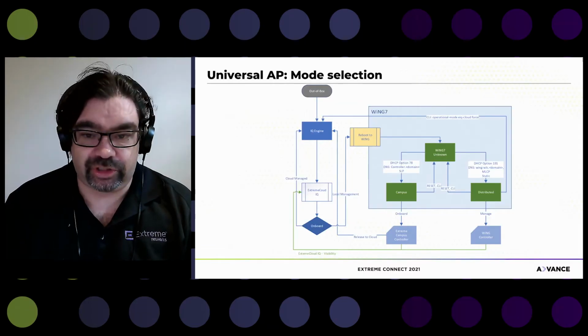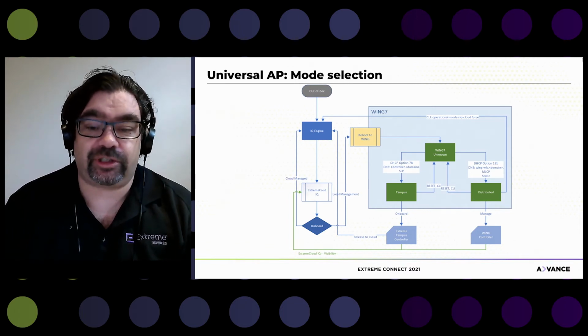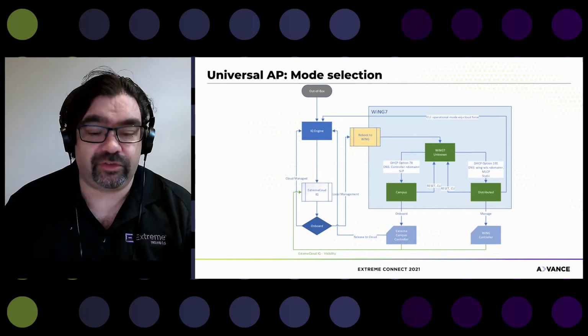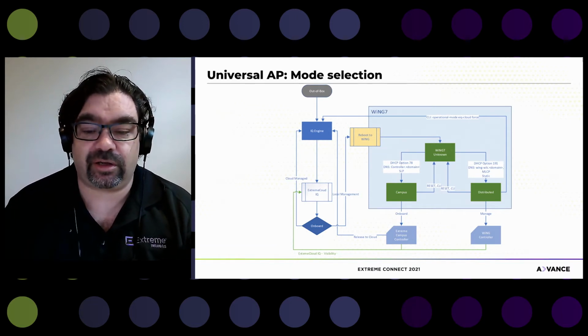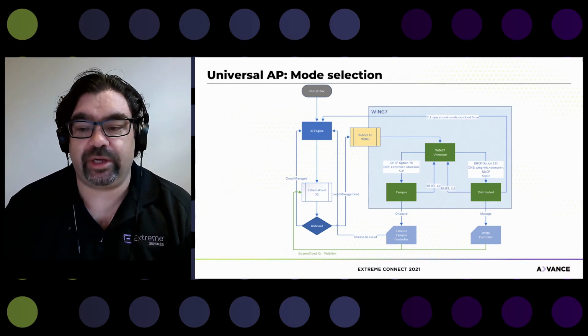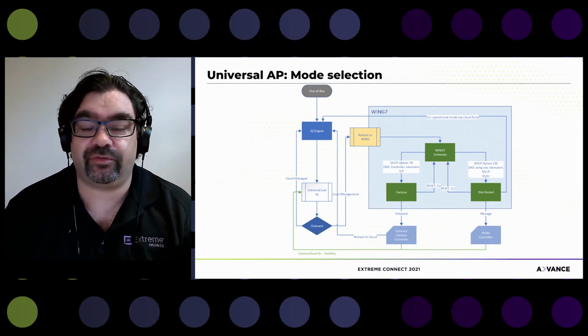to manage the operation of that device. Those controllers can then be subsequently connected back to Extreme Cloud IQ to provide you ongoing statistics on the state of those devices as well. So just a quick representation of the actual flow chart of decisions that the Universal AP goes through. Out of the box, the unit ships, as Ro mentioned, with both the capability of IQ Engine and Wing 7 built into the firmware.